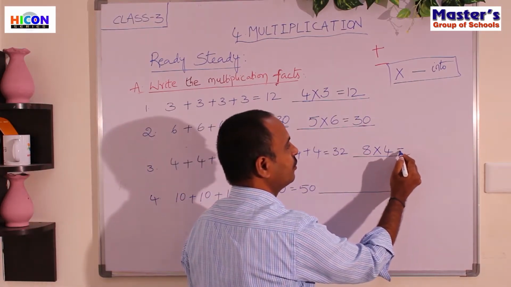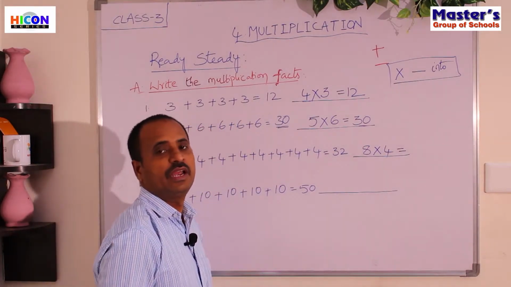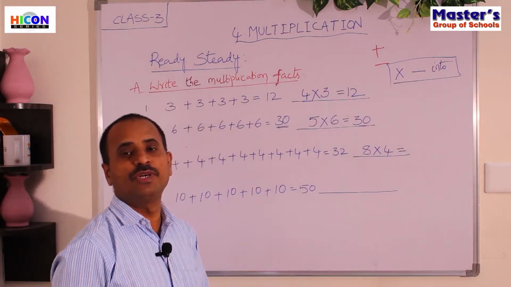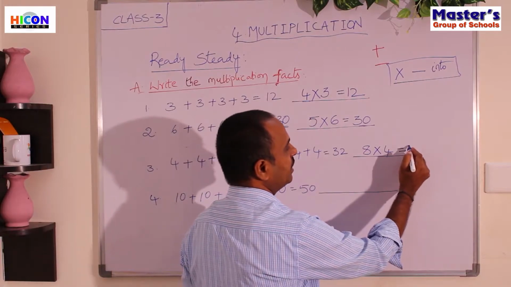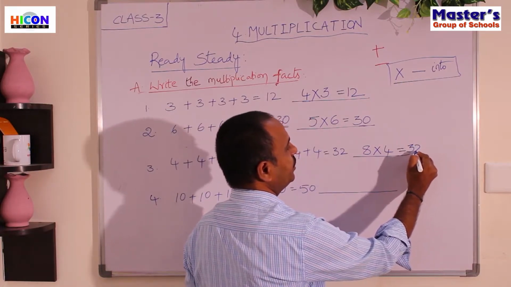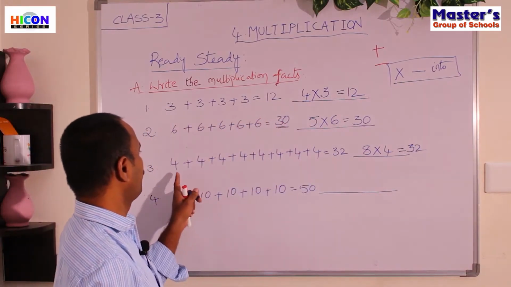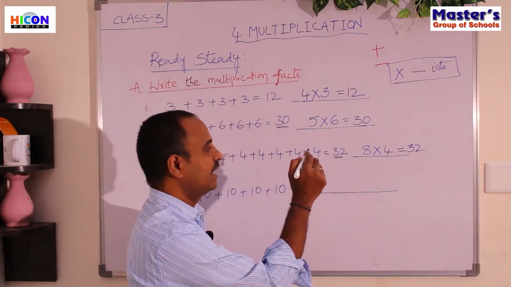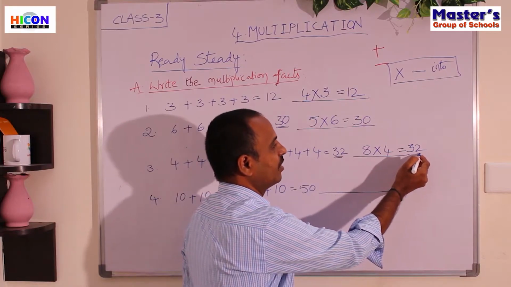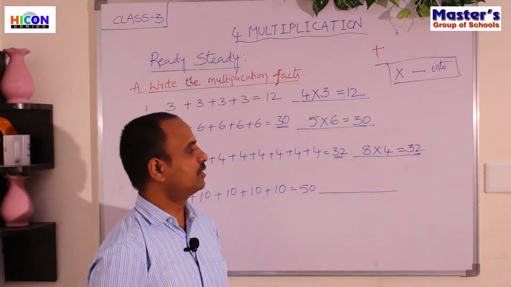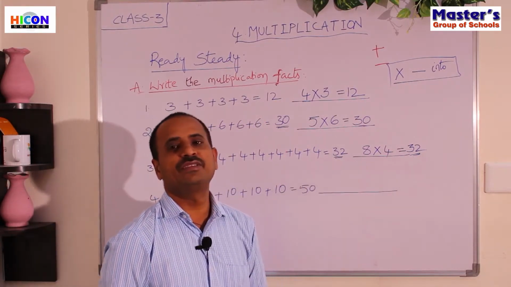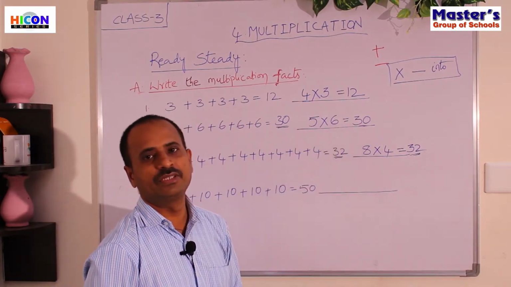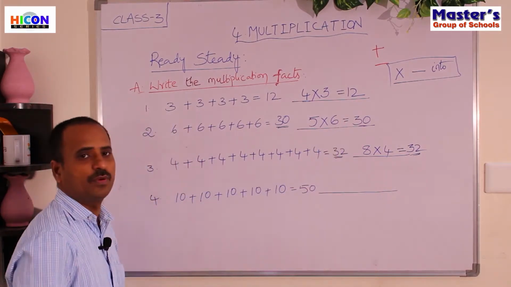So 8 into 4 is equal to how much? 8 4s are, children, how much? 8 4s are 32. So here if we add 4 eight times, we have got the answer 32. And if we multiply, again we got the same answer 32. So that means addition and multiplication are the same. So this is multiplication. So see the fourth problem here.